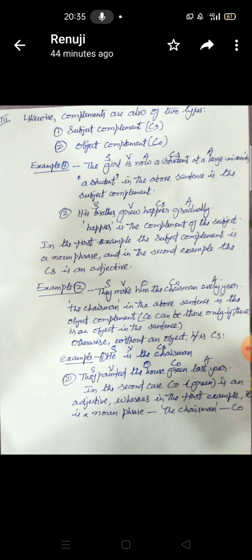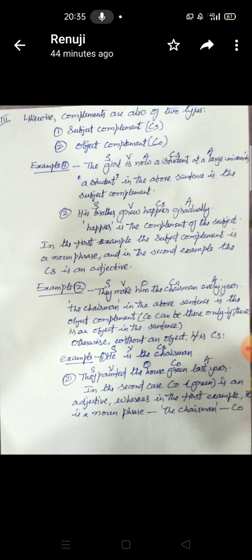Now, let's have another example. They make him the chairman every year. As we have already done, this sentence has 5 elements: subject, verb, object, complement, adverbial. And as I said, whenever there is an object, the complement following it is the complement of the object. So the chairman in the above sentence is the object complement. Him is the object. Him and the chairman are the same thing.